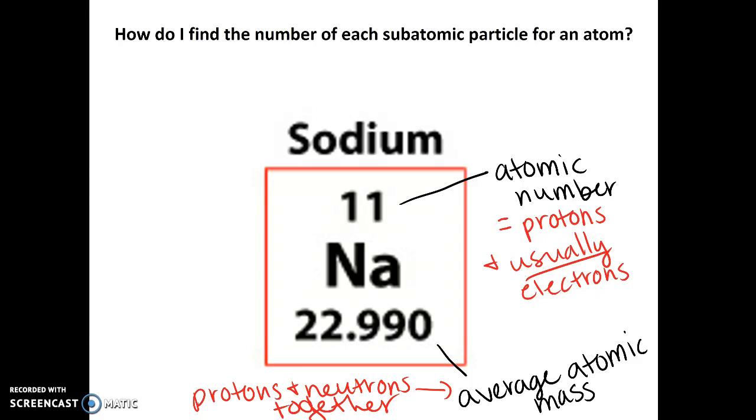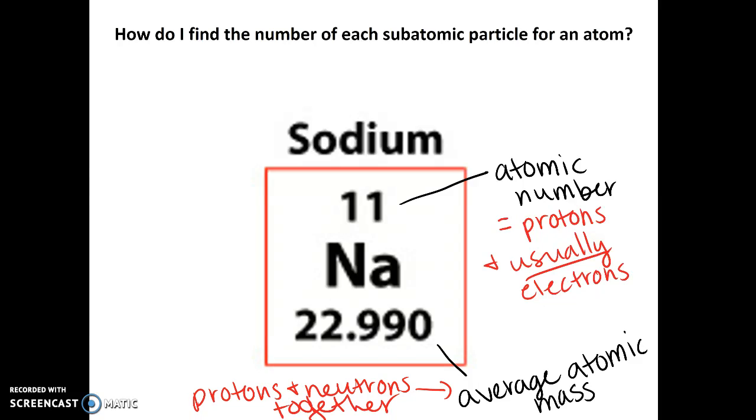So when you're just looking at the periodic table, that atomic number is always going to tell you protons and usually electrons. The number at the bottom, or the bigger number, though it could be at the top, they don't have to be in this order, is your average atomic mass. Now, it is an average because there are different versions of elements that exist, and those are called isotopes. This is actually an average of all the isotopes that exist.